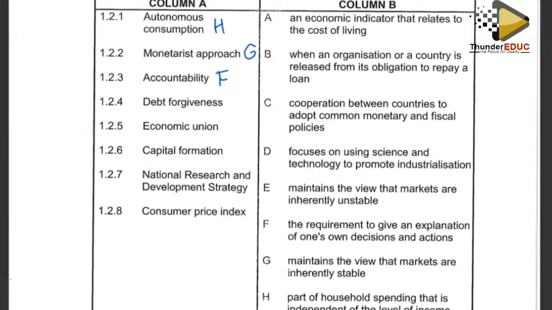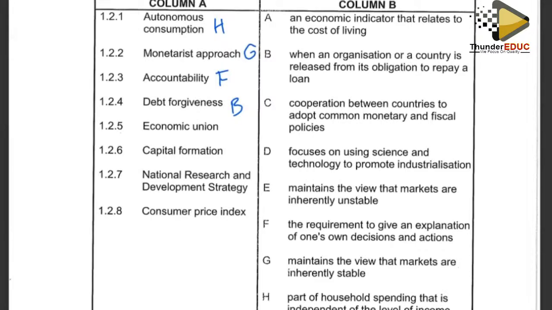When an organization or a country is released from its obligation to repay a loan, that is going to be debt forgiveness. So this country is being forgiven in terms of what? In terms of paying its obligations. So it means that this is going to be a bad debt because it is actually going to be written off before being settled. Okay, right, grade 12s. Now let's move on to the next option.